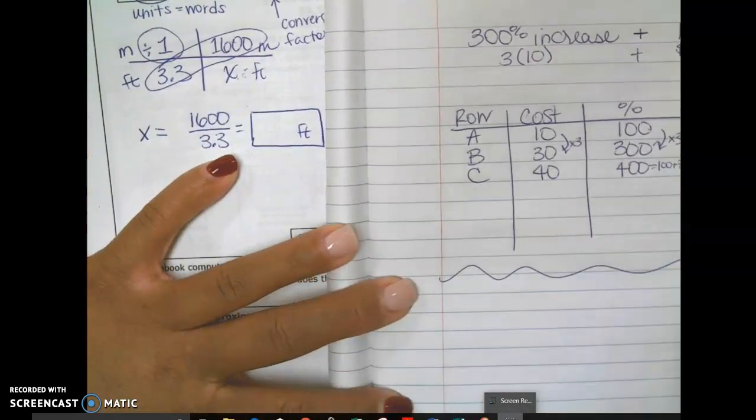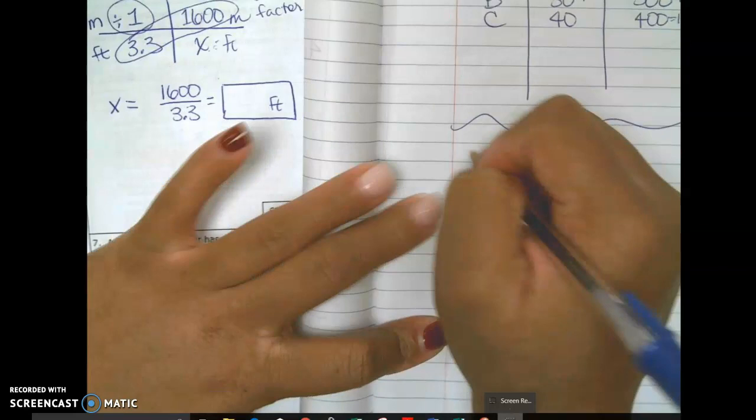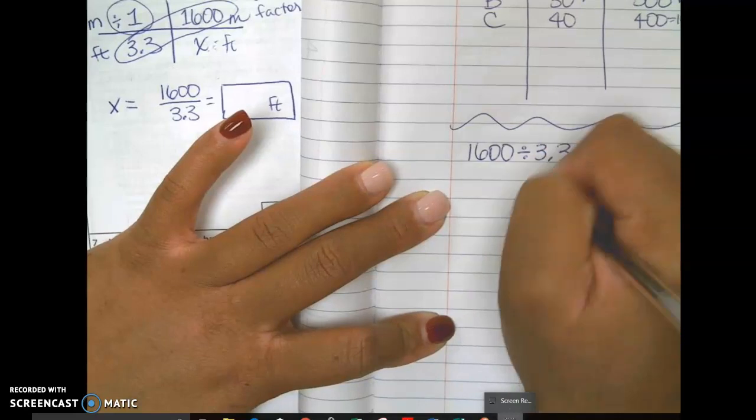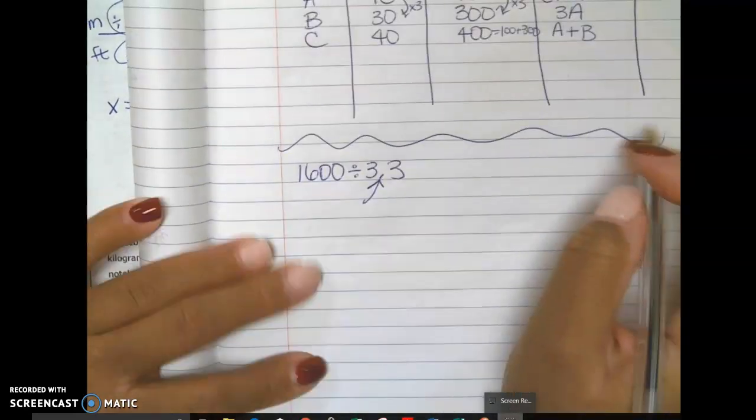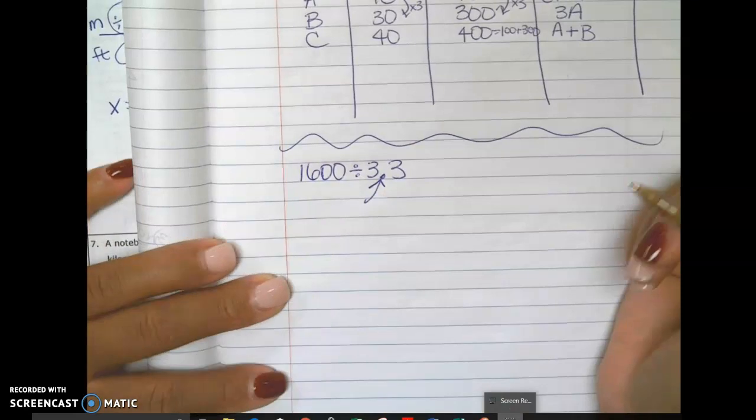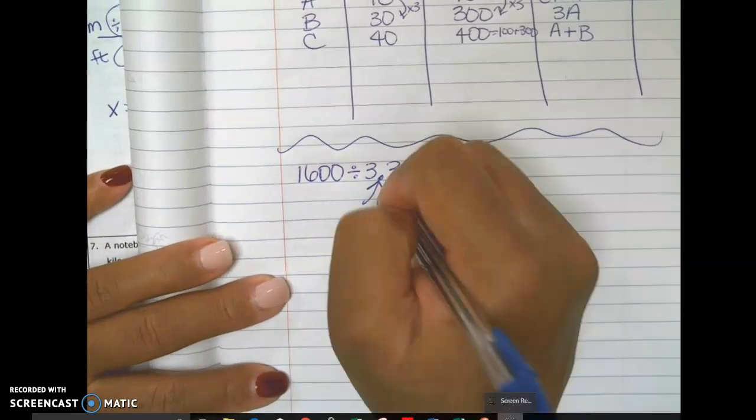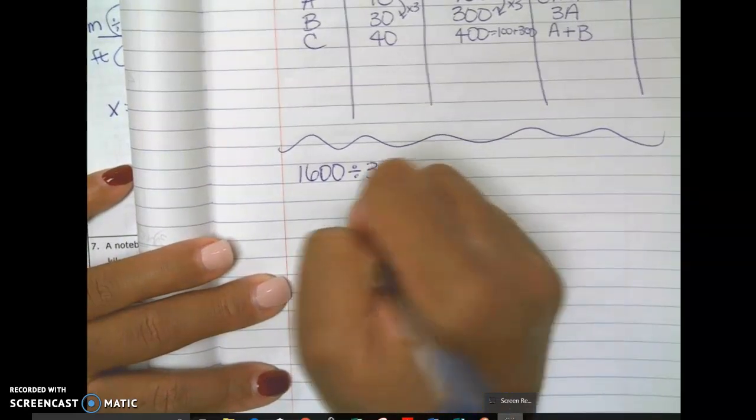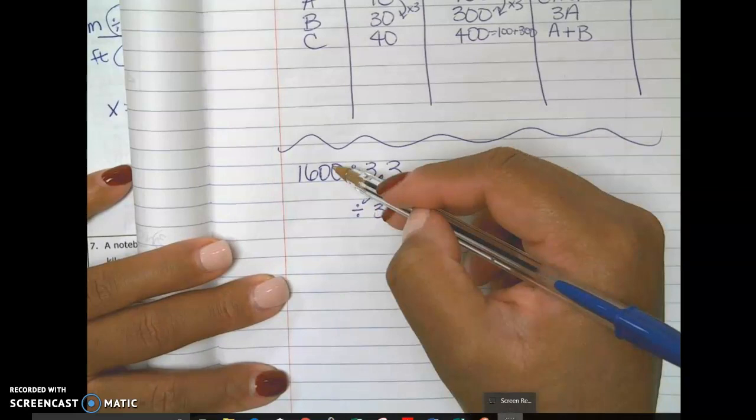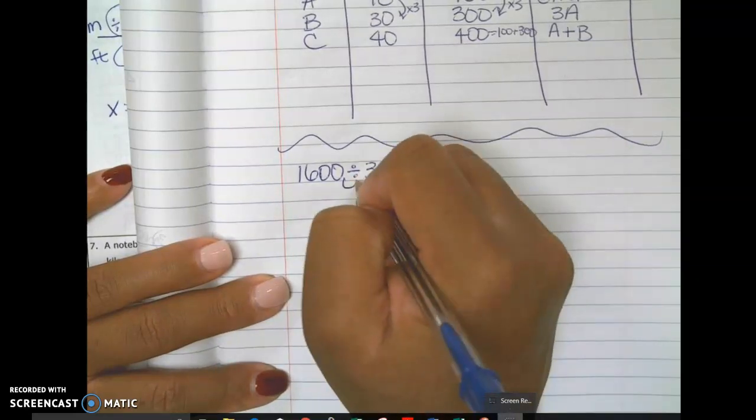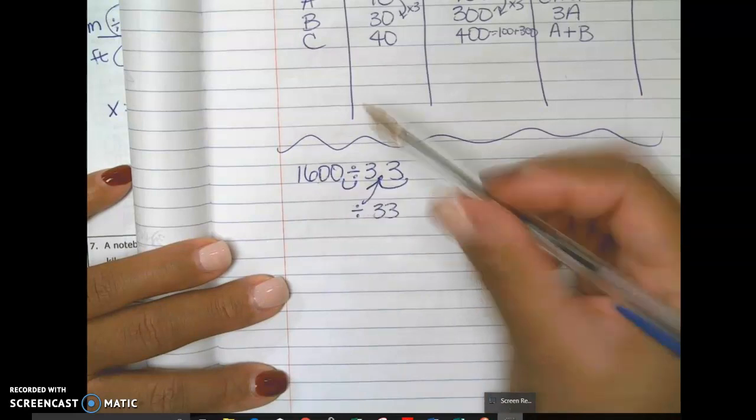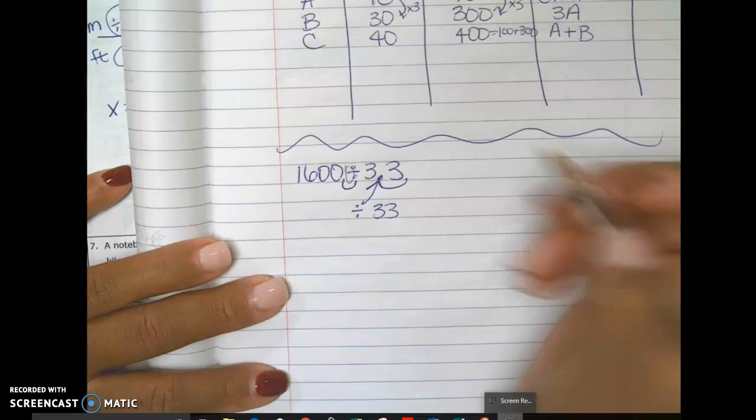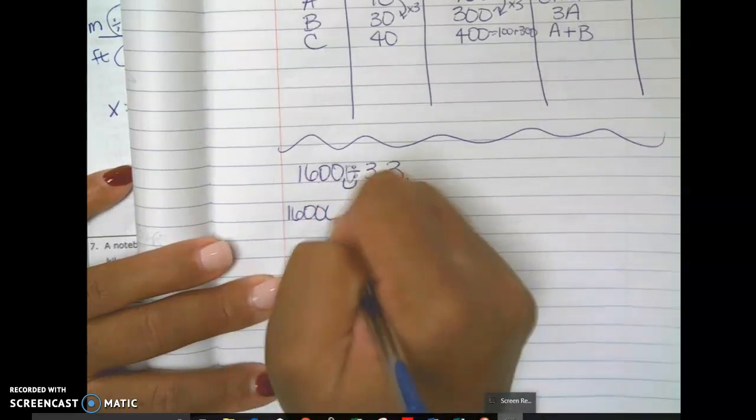1,600 divided by 3.3. Can I have a decimal here? No, that's why you move it one time to the right. Now it is 33. And whatever I do to my divisor, I must do to my dividend. So what is this number now? 16,000.